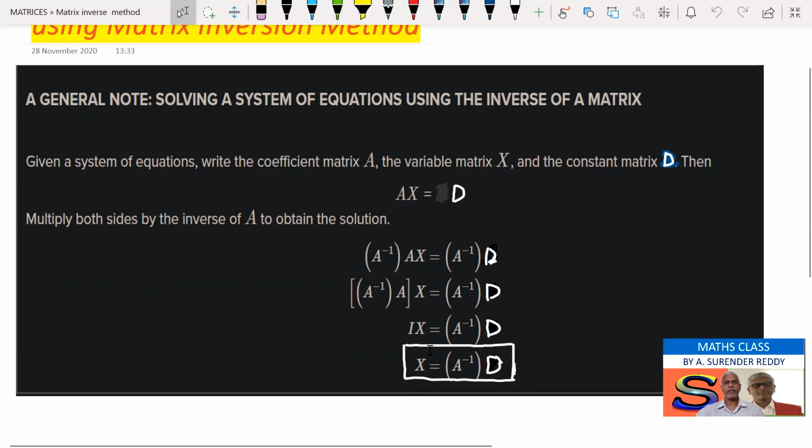I identity matrix. So identity matrix into any matrix is itself.